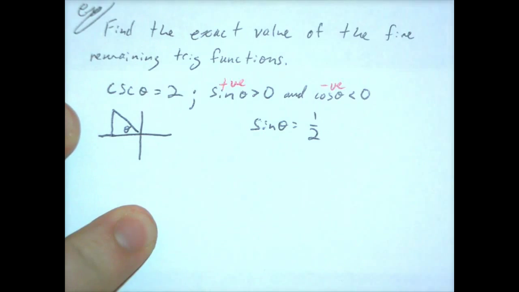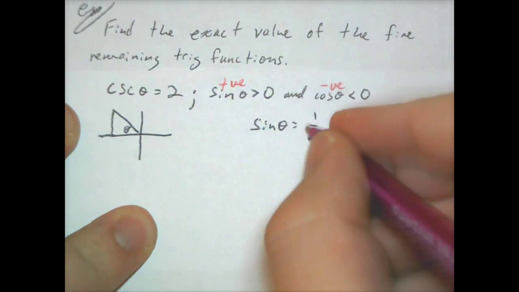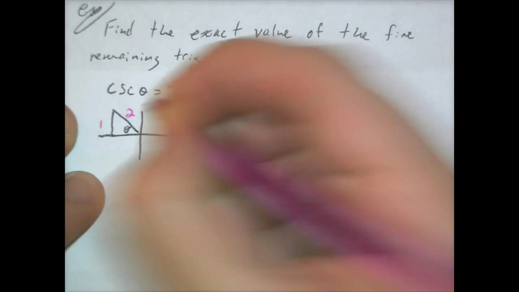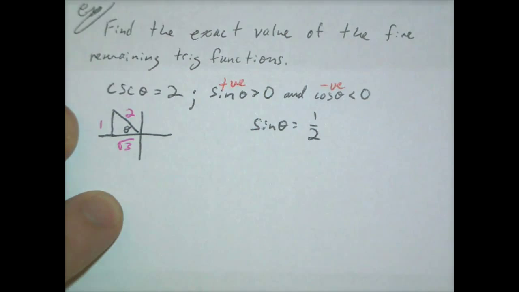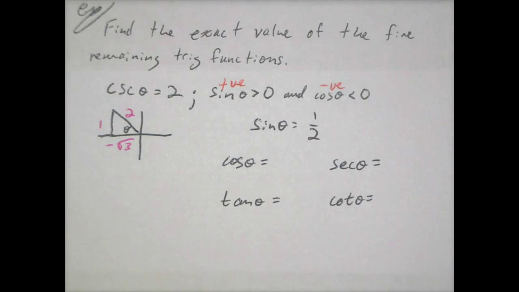So when I draw my triangle, I can draw it in the second quadrant with my reference angle. If I have sine is 1 over 2, opposite over hypotenuse, which means this is going to be square root 3. And then it's just a matter of listing my trig functions. This is going to be negative square root 3 because it went to the left.